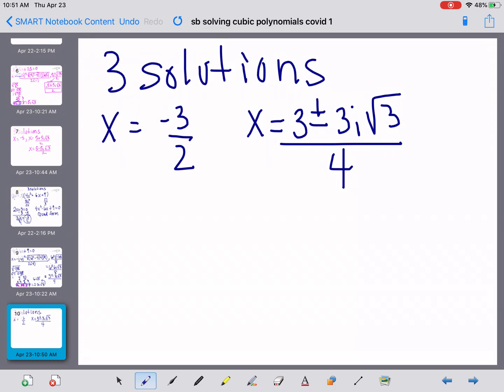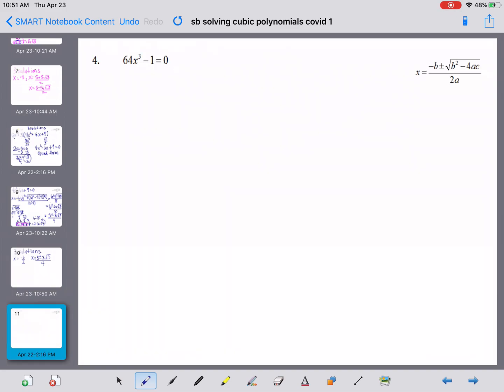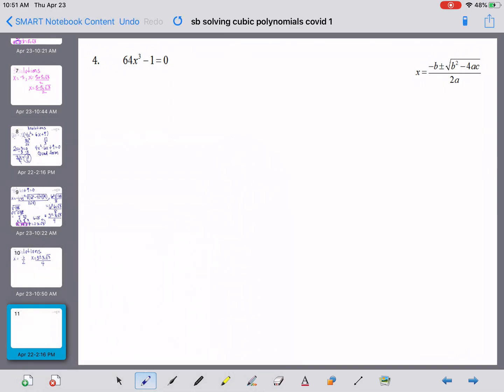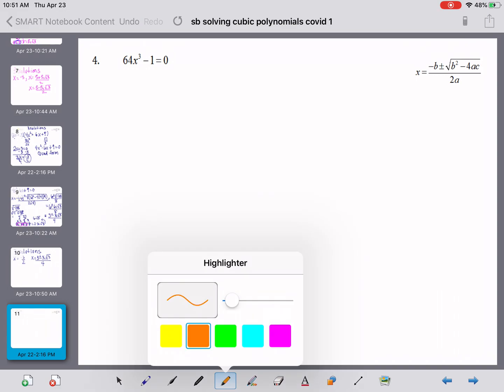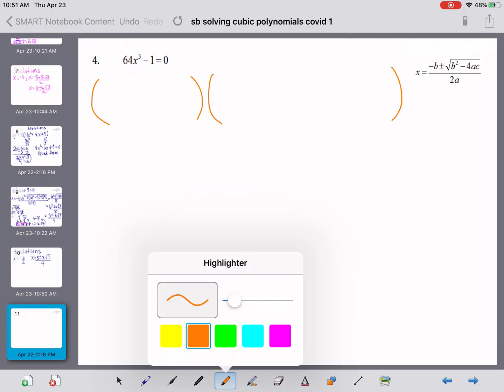So hopefully by now you're getting the hang of things, but I do have one more example in case you need it. And as we take a look at this, once again, we're going to factor. So that means our little parentheses and our big parentheses. And I need to make that font just a little bit bigger here.